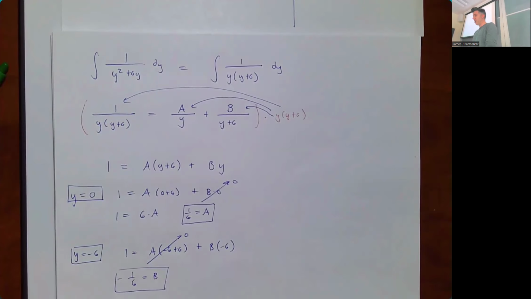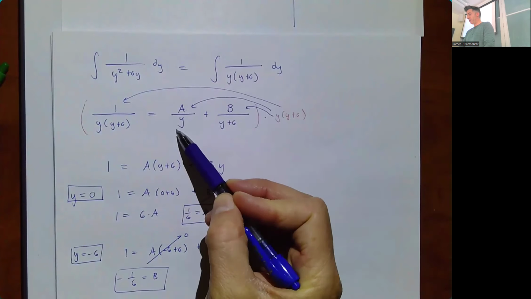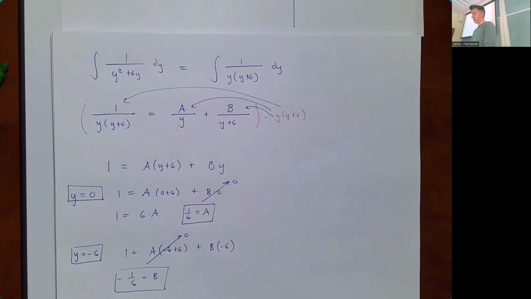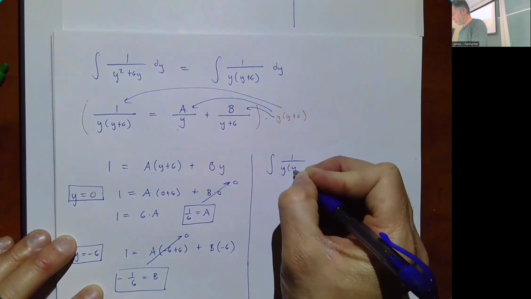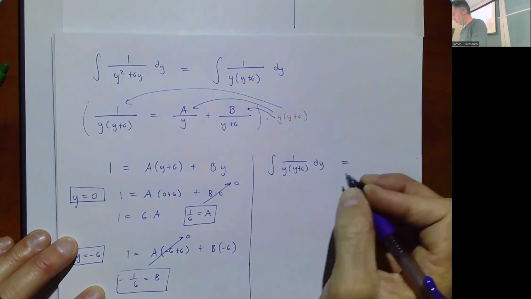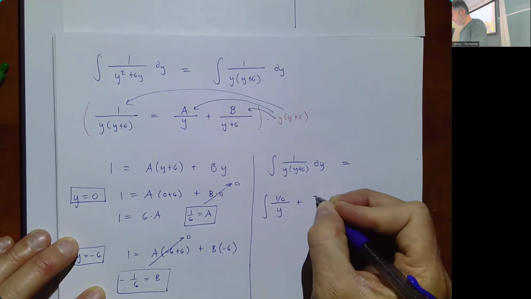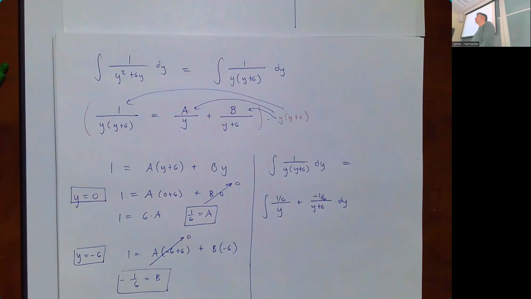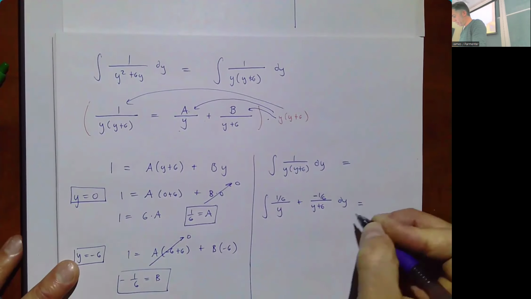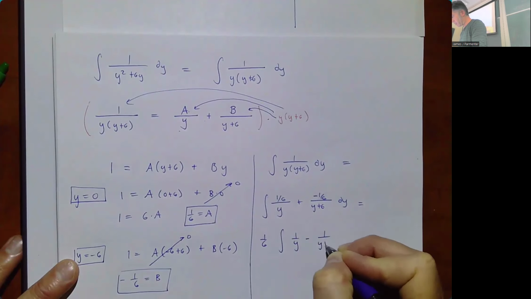So then we can go back and say, oh, I don't have to integrate this anymore. I can integrate 1/6 divided by y plus -1/6 divided by y plus 6. So the antiderivative of 1 over y times y plus 6 is equal to the antiderivative of 1/6 over y plus -1/6 over y plus 6. I would probably choose to factor out a 1/6 just because it seems easy to do here. It's not really necessary. And get 1/6 times the integral of 1 over y minus 1 over y plus 6.